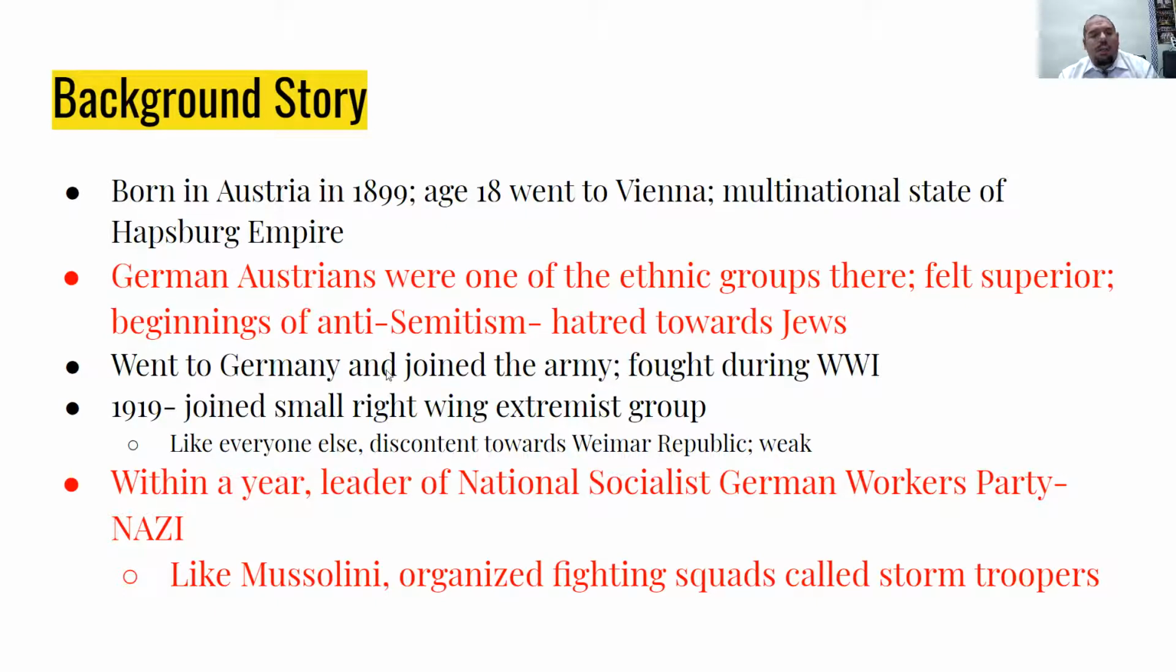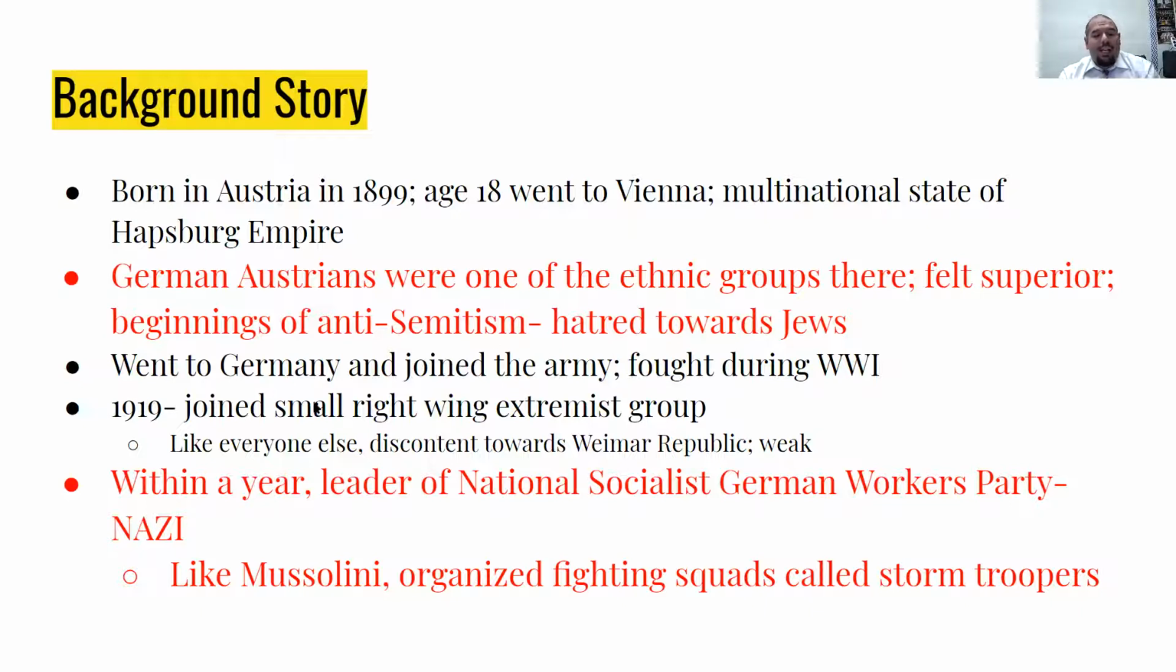Oh, I forgot. He failed to get into art school, as we all know. So he was an aspiring artist who failed to get into art school. So he wanted to fight for his country of Austria. And Austria said no because he was a weakling. He heard Germany was letting anyone join the fight, so he's going to go to Germany and they accept him into their army. And he will fight during World War I.